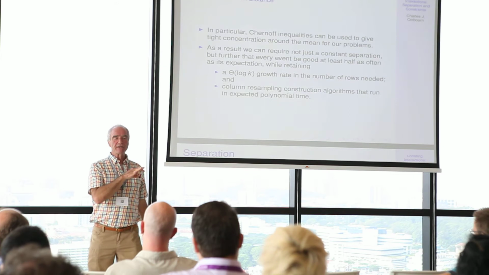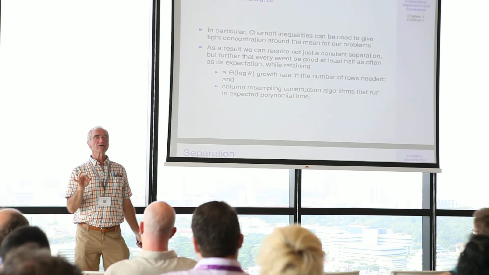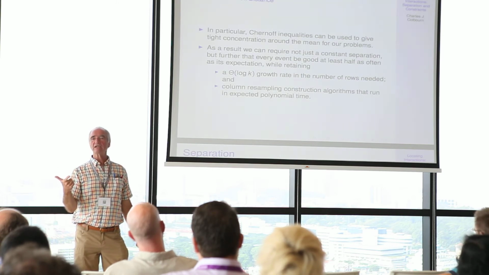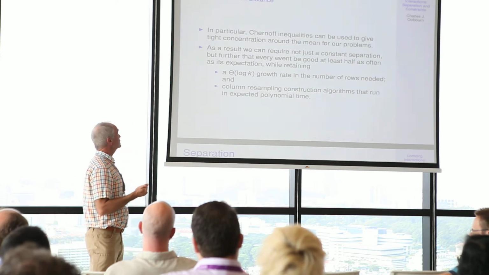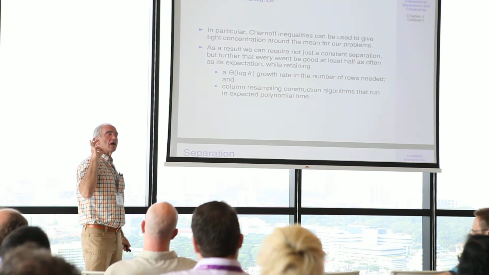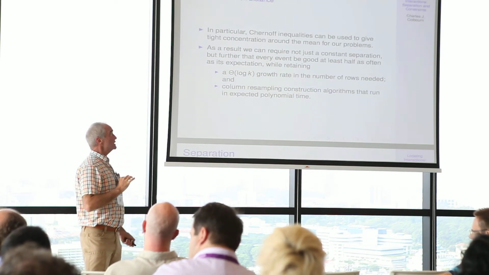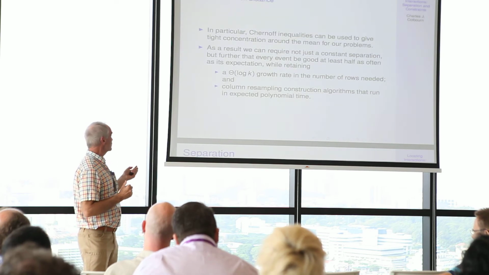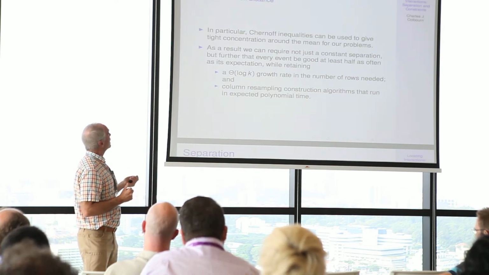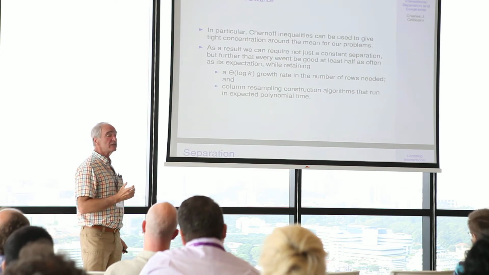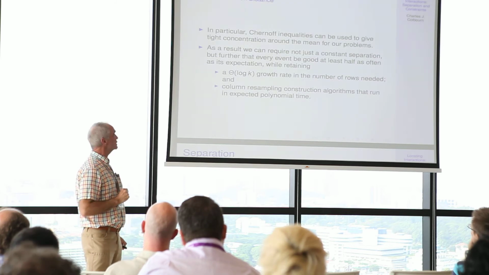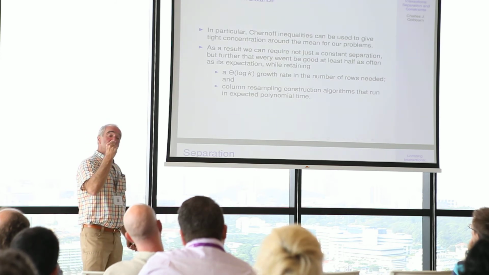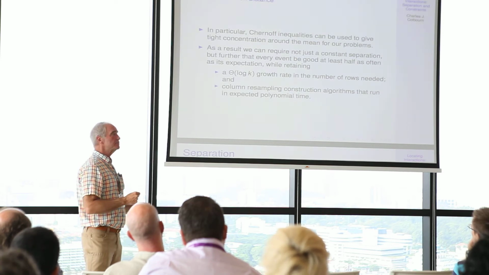In particular, for this problem, you can get very good results by using Chernoff inequalities. There are also Hoeffding and Azuma inequalities that are more sophisticated and give slightly better results, but even fairly simple Chernoff inequalities here will give you sufficiently good probabilistic estimates that you can continue to get a log k growth rate on the number of rows needed, no matter how tightly you ask to be concentrated close to the mean, and you also get all the algorithmic consequences.